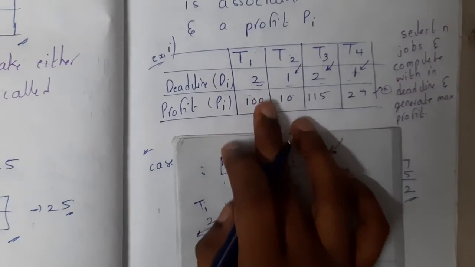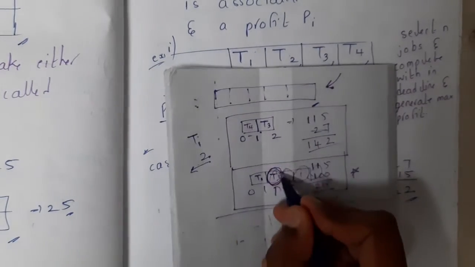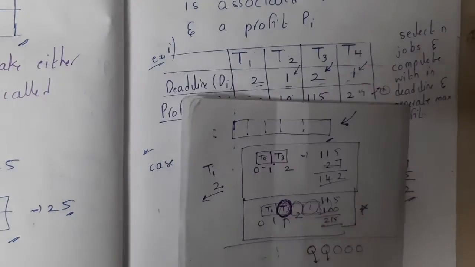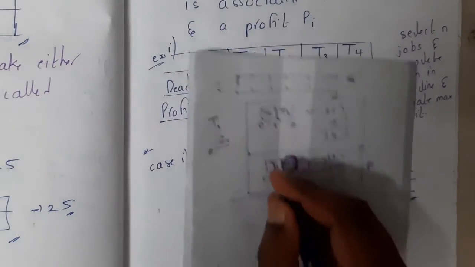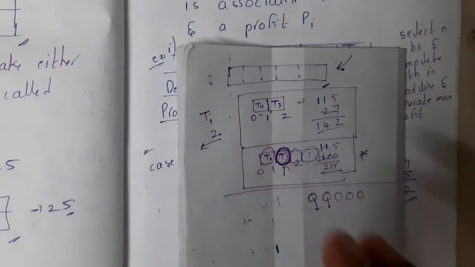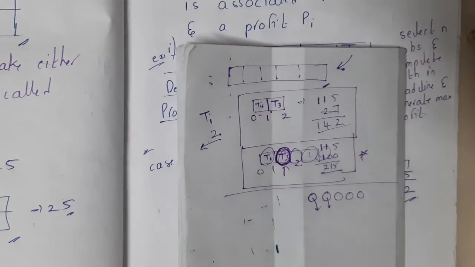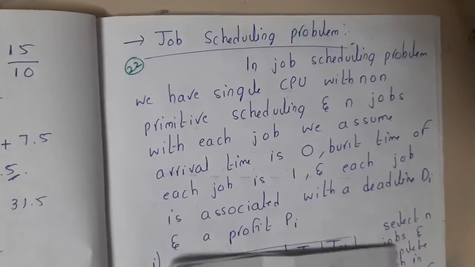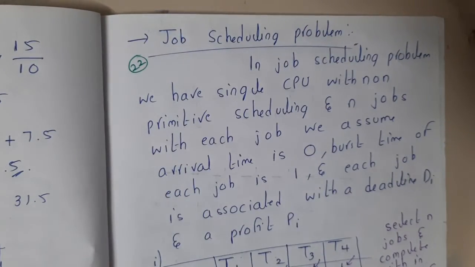Similarly T1, whose deadline is again 2. As 2 is already occupied and I want to give T1 a chance, I'll take the previous slot. In this way you will fill, guys. This filling is nothing but the job scheduling problem. So this is the solution. There's nothing crazy in this question, guys. Now let us go through the theoretical part, then we'll go through a GATE question.